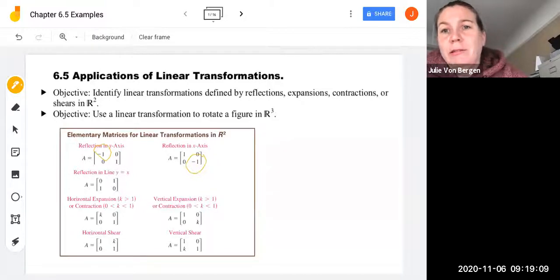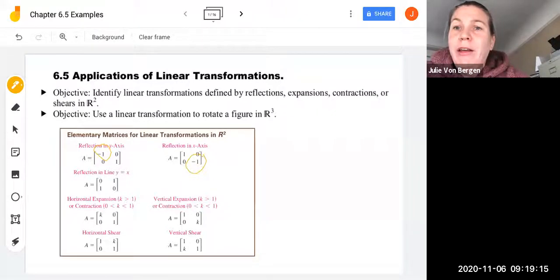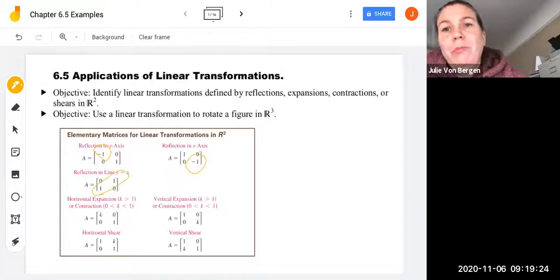If we want to reflect about the line y equals x, notice we have the diagonals flipped from the identity matrix, and that's going to flip our x and y values across that line y equals x. And then for horizontal expansion or contraction, that's when we have a constant k in the first entry of the identity matrix, and we still have 0, 1 in the second row of the identity matrix. If k is greater than 1, then we're going to expand horizontally. If k is between 0 and 1, then we're going to contract horizontally. And remember, a negative would involve a flip or a reflection like we saw in that first matrix, the reflection about the y-axis.